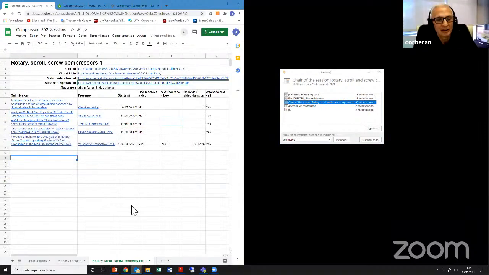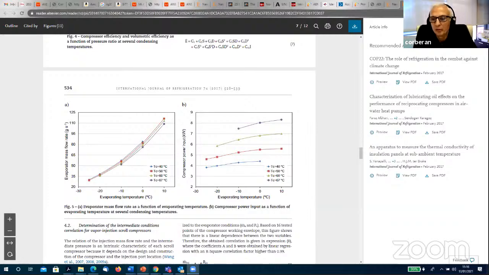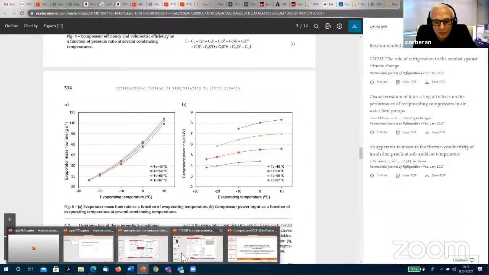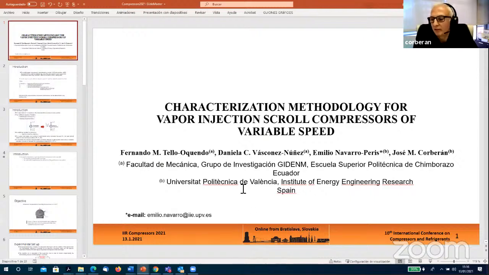With this, we are going to pass to the next presentation, which will be given by Professor Emilio Navarro from the Universidad Politécnica de Valencia. He is going to present a paper titled Characterization Methodology for Vapor Injection Scroll Compressors of Variable Speed. So Emilio, if you want, please share your screen and place the PowerPoint in presentation mode. Okay, I can confirm that we are already seeing your screen, and now it is in full screen mode.